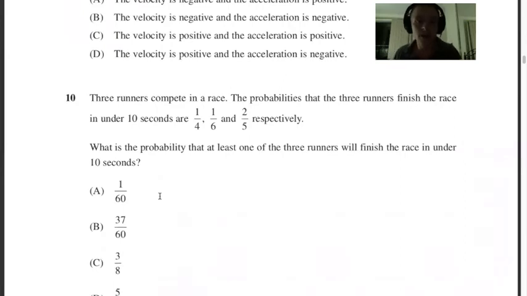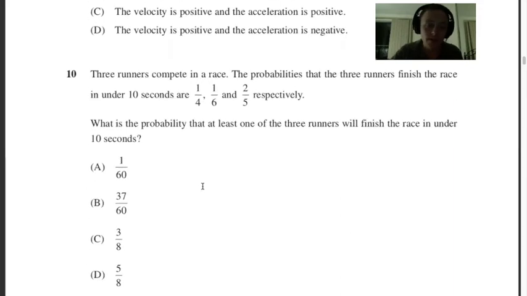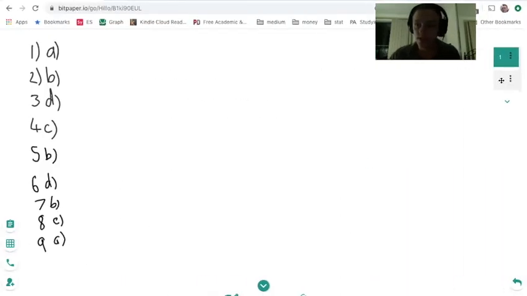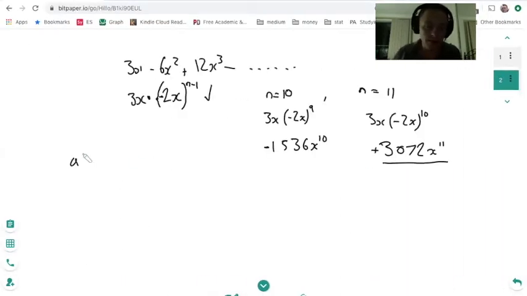Three runners compete in a race. The probabilities that the three runners finish the race in under 10 seconds are a quarter, a sixth, and 2 over 5 respectively. What is the probability that at least one of the three runners will finish the race in under 10 seconds? Excellent. In questions like this, question 10, I like to use this little rhyme. At least one means not none. Now that's the rhyme. How do we apply it?